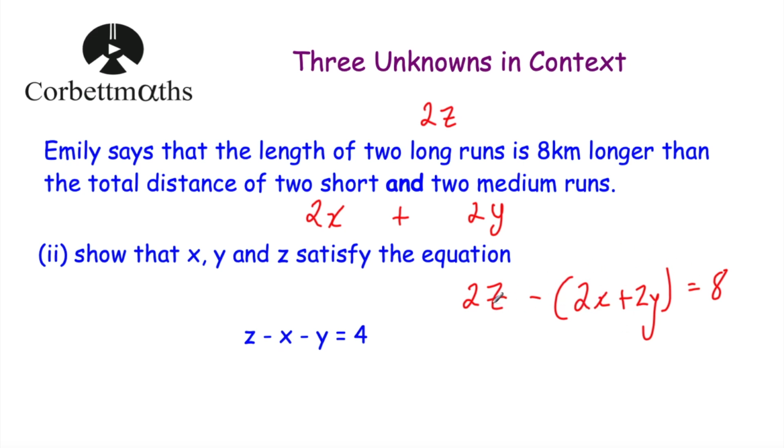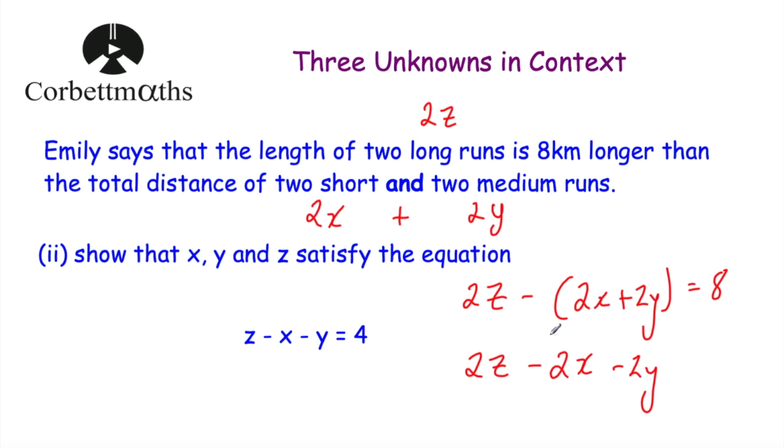Just to show you then, when we simplify this, remember expanding the brackets, this is really minus 1 lot of that bracket. So we would have 2z take away, and then minus 1 times 2x would be minus 2x, and minus 1 times 2y would be minus 2y. So you can look at this in 2 different ways. You could say the total length of the 2 long runs, which is 2z either way, then take away the sum of the 2 short and 2 medium runs once you've added them together.